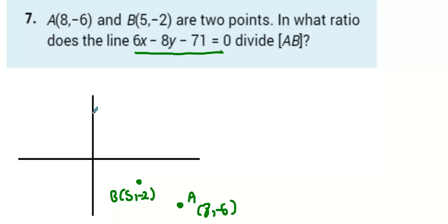Anybody know how to find where it hits the X and the Y axis? What do you do? You put one of them equal to 0. So if you're looking for the Y axis, you put the X value equal to 0. If you're looking for the X axis, you put the Y value equal to 0. Now this is just going to give me a rough guideline of how to draw the line and what exactly is going on. So I have no idea what's going on currently.